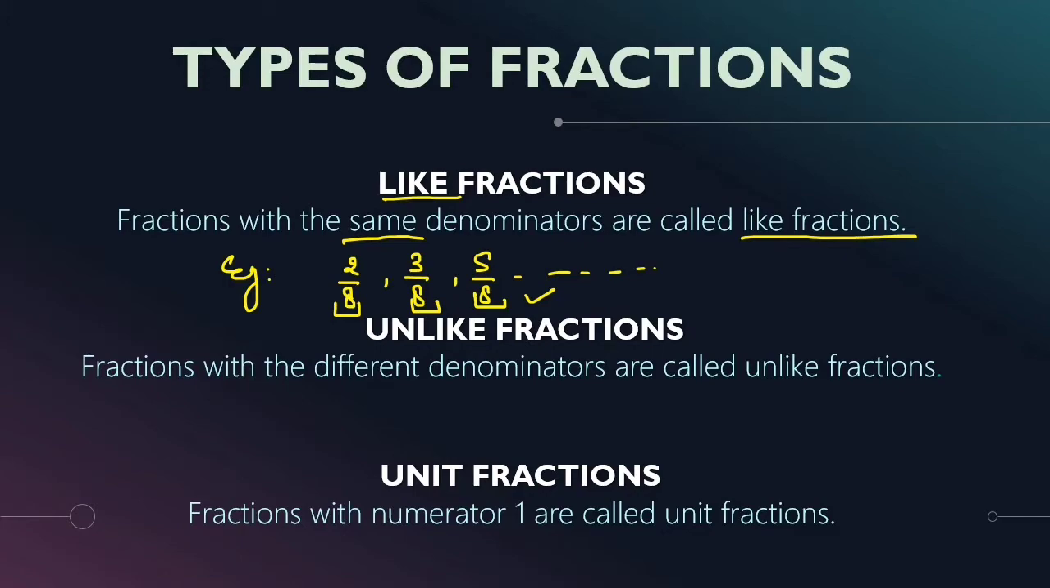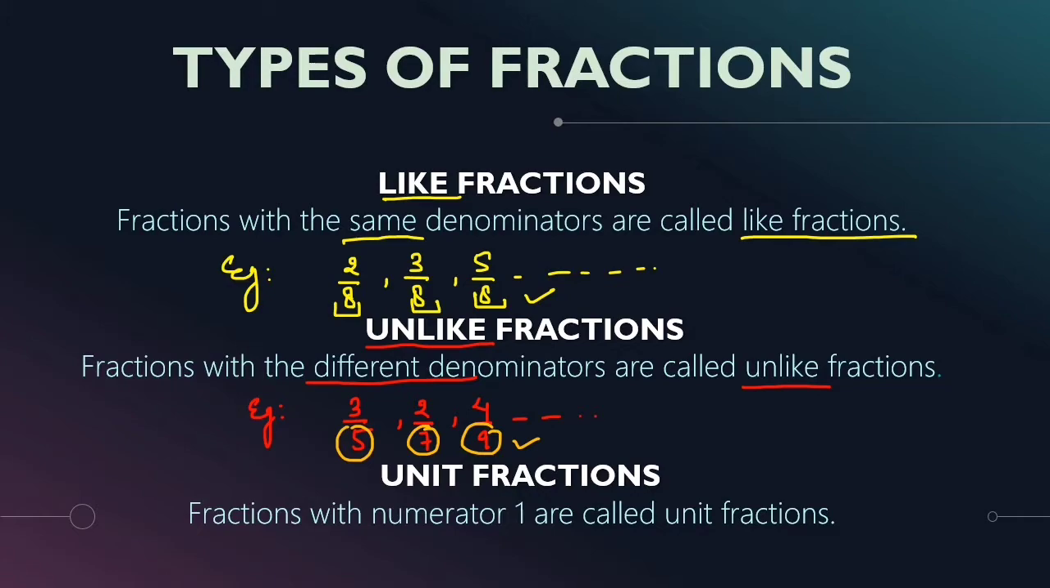The next type of fractions are unlike fractions. Fractions with different denominators are called unlike fractions. For example, 3 upon 5, 2 upon 7, 4 upon 9 and so on. In these fractions, you can see the denominators are different. So, they are called unlike fractions.